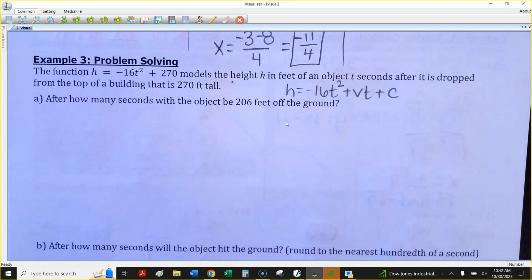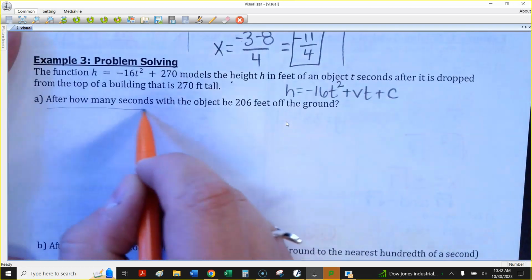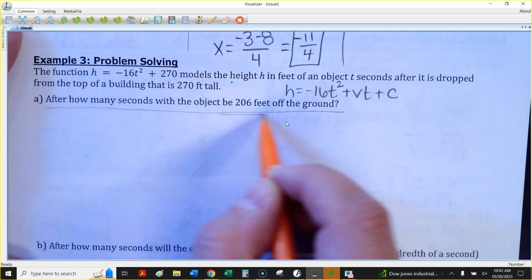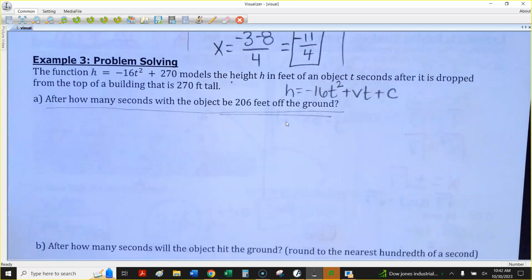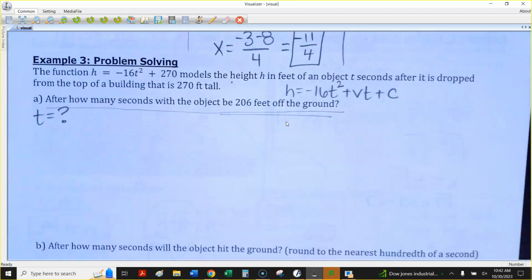Okay. Now, here's what my question is. It says, after how many seconds is the object going to be 206 feet off the ground? So, after how many seconds means I'm going to end up solving this for the time here. What would you do with the equation, because that's really all we have, and the 206? What do you think?